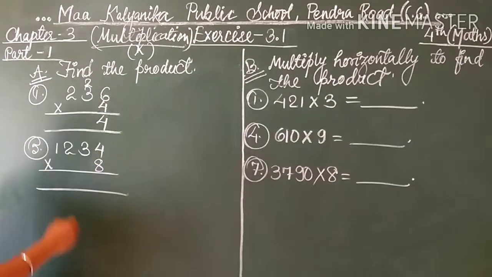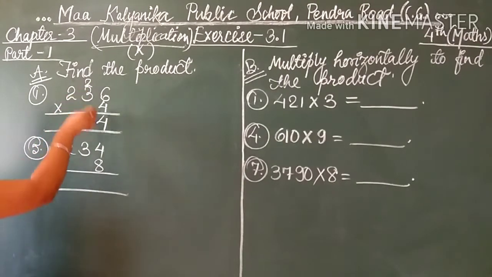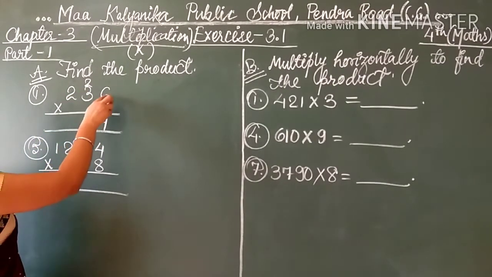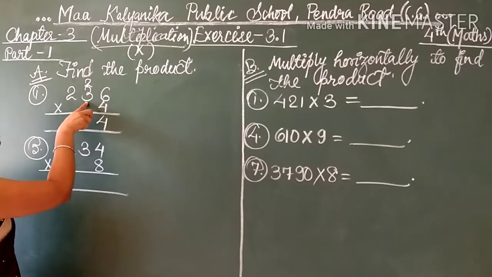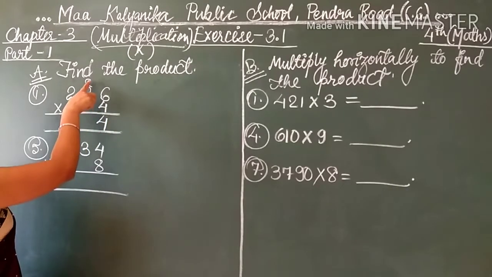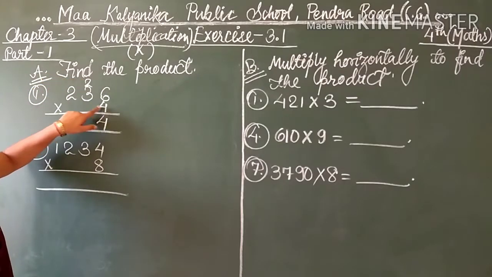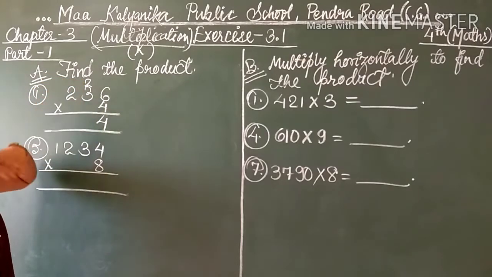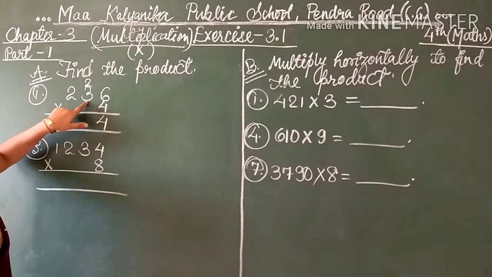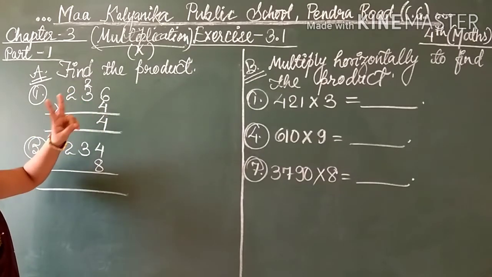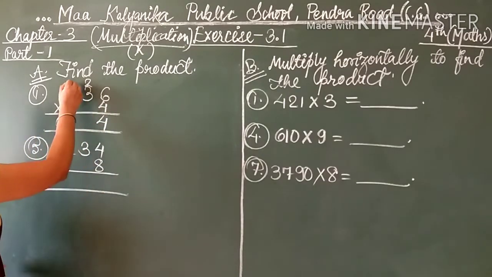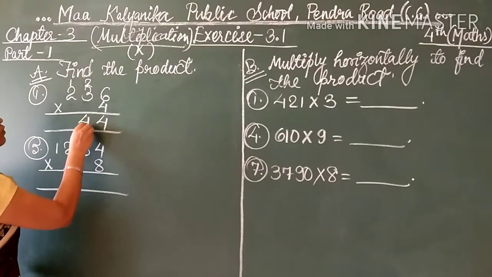So 4 6s are 24. Now 4 3s are 12, so 12 and 2 carry. Don't multiply the carry number. You multiply the digits and add the 2 in the answer. So 4 3s are 12, 12 plus 2, 13, 14. Okay, 14, as you do carry in addition.